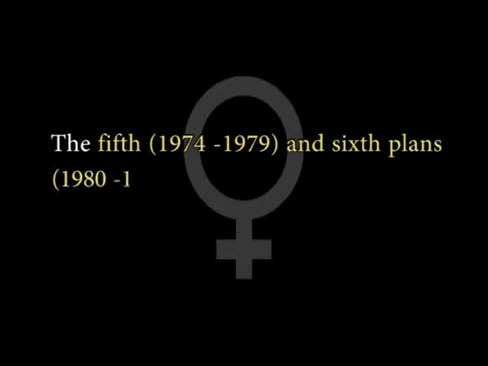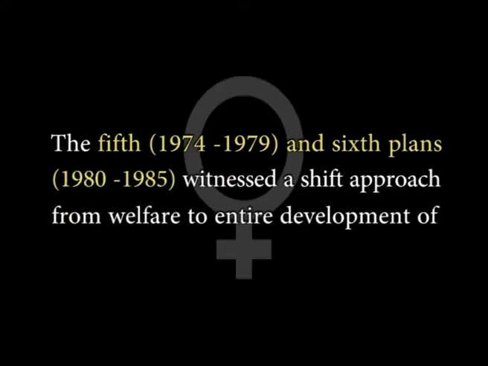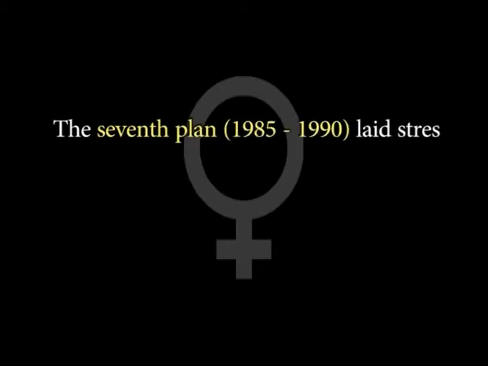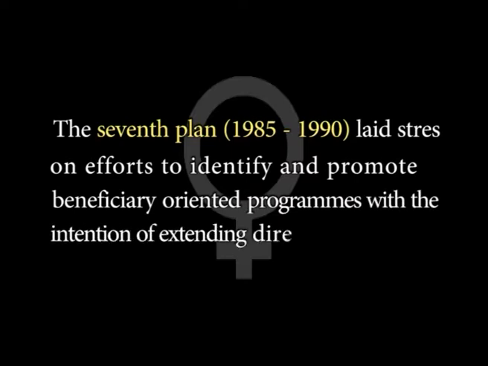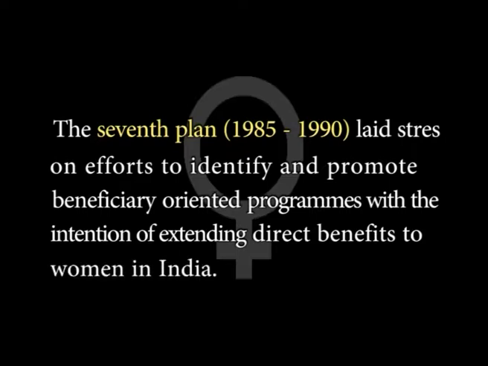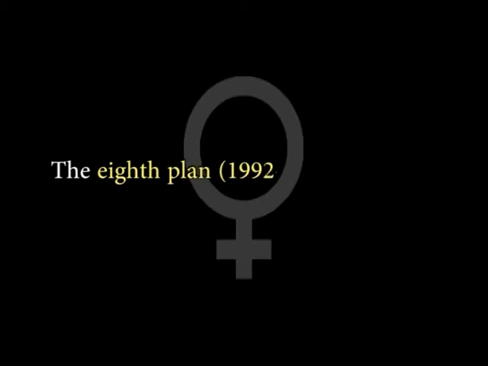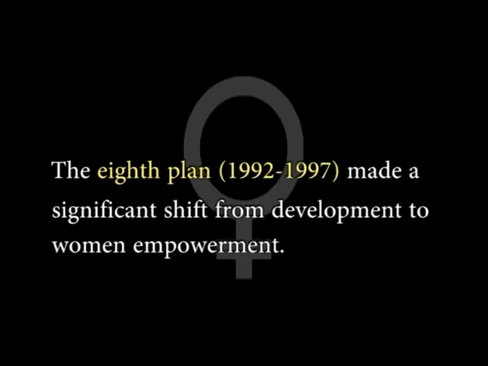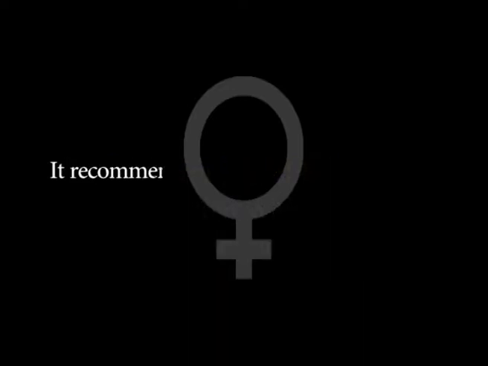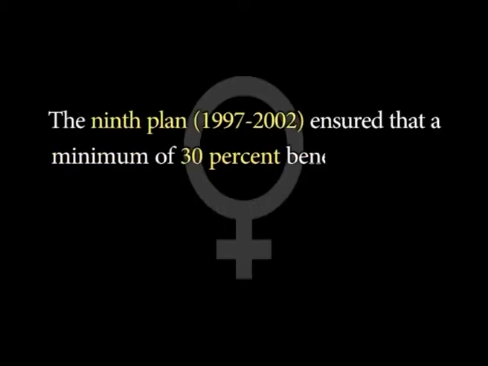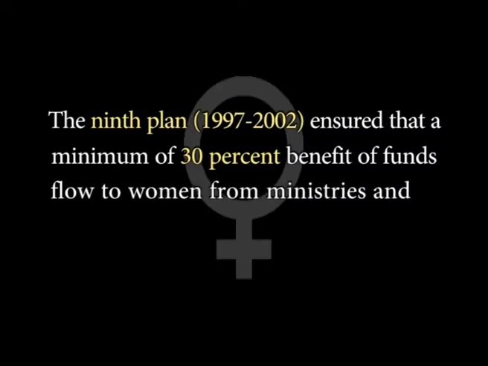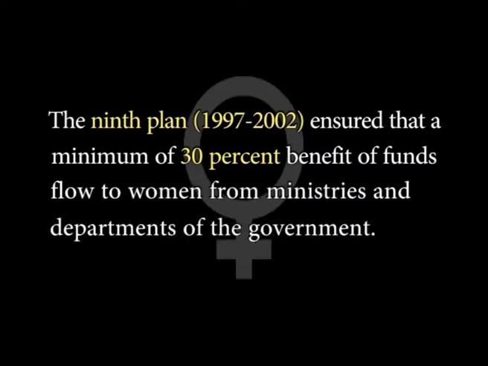The 5th and 6th plans witnessed a shift in approach from welfare to the overall development of women in India. The 7th plan laid stress on efforts to identify and promote beneficiary-oriented programs with the intention of extending direct benefits to women in India. The 8th plan made a significant shift from development to women's empowerment. It recommended 30% reservation for women at all levels of the government. The 9th plan ensured that a minimum of 30% of benefits of funds flow to women from ministries and departments of the government.